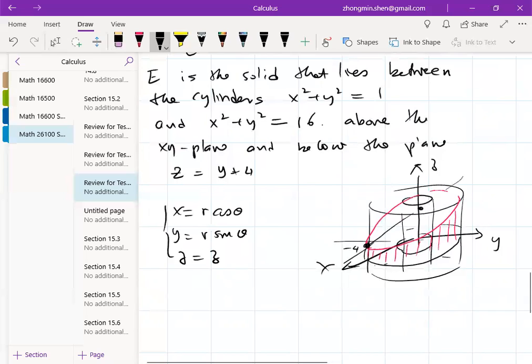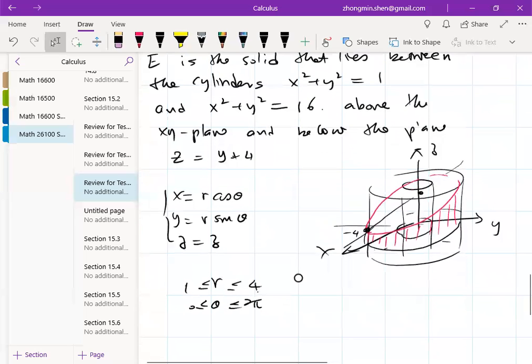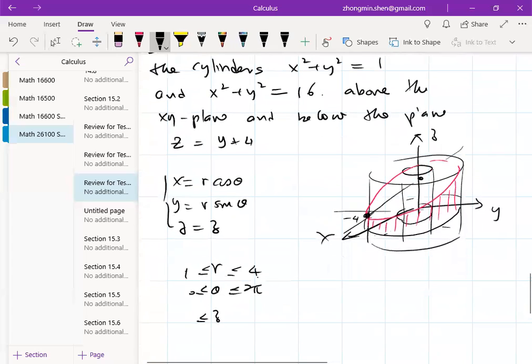So if you use these coordinates, you can tell what r is. R is between 1 and 4, and theta is between 0 and 2 pi because of the rotation. And the problem is z. Z is between 0 and y plus 4. So y plus 4, where y is r sine theta, is not constant, right?